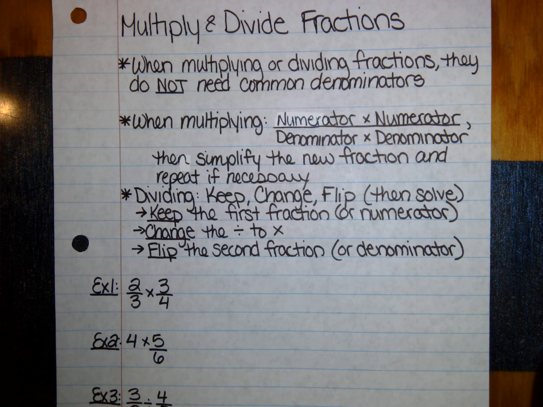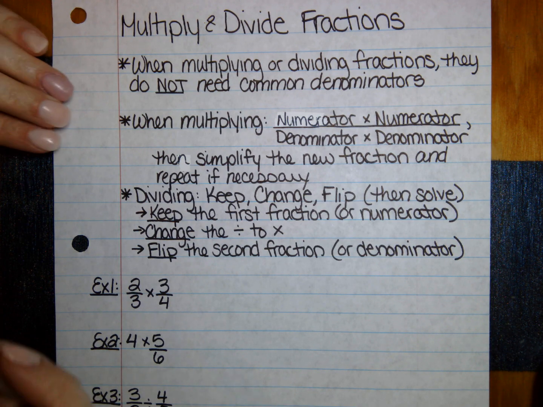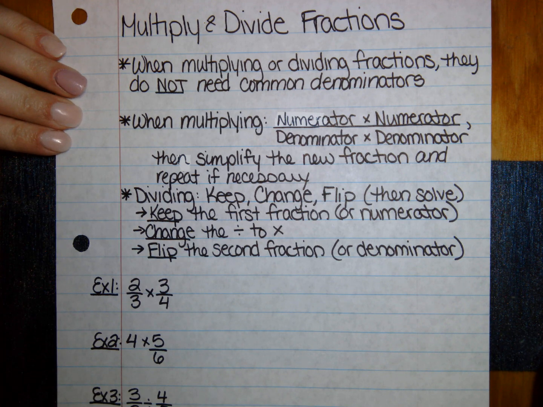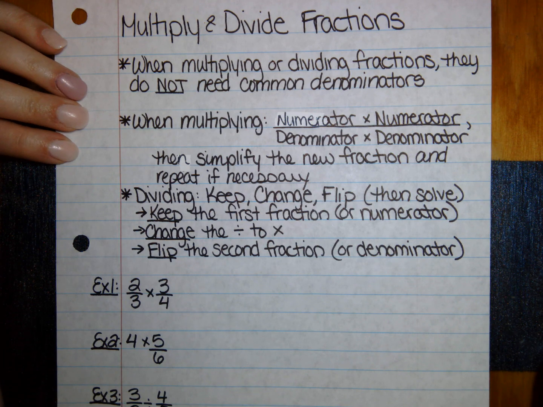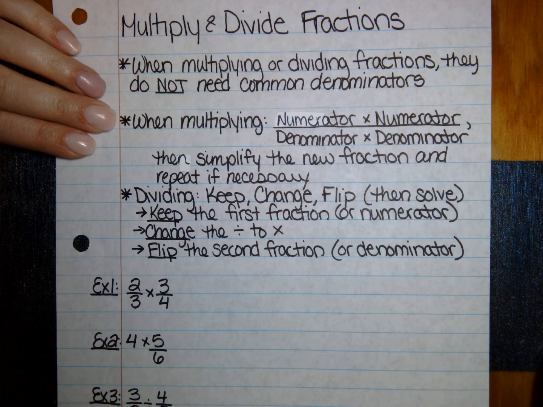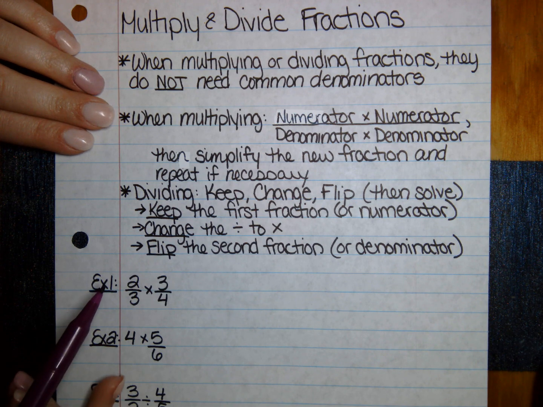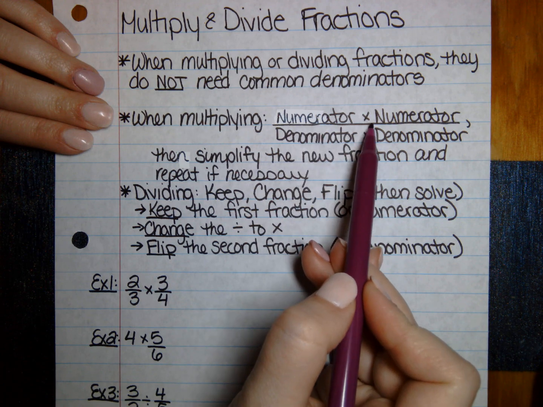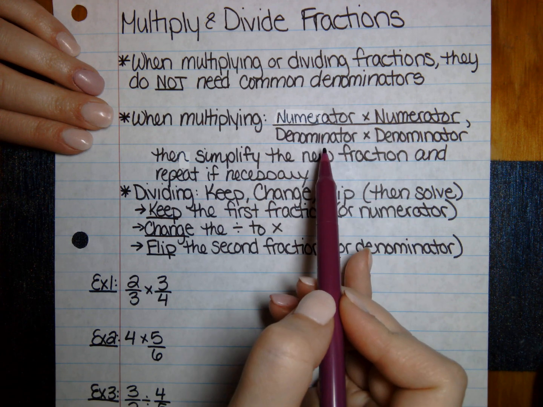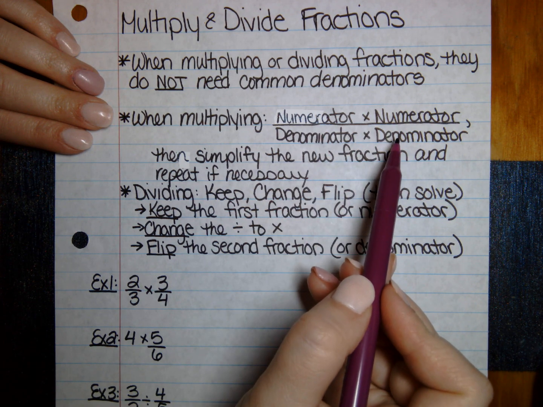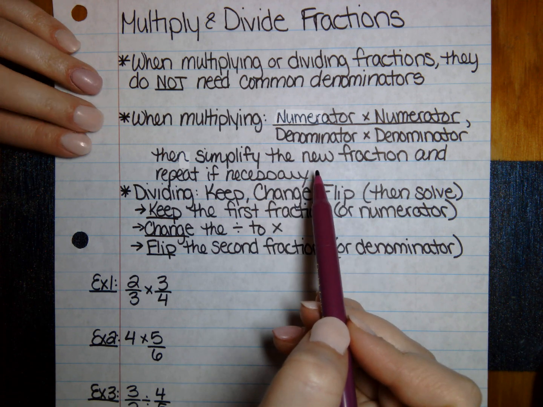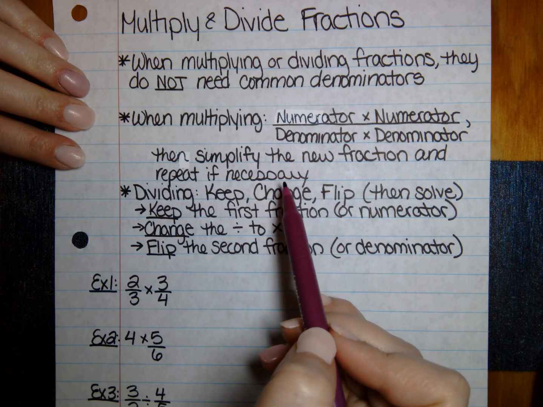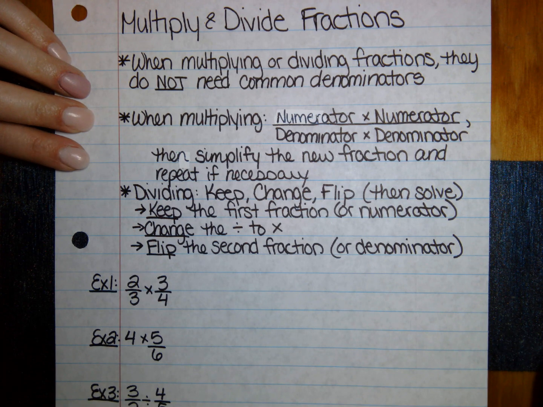Multiplying and dividing fractions. When you multiply or divide fractions, they do not need to have common denominators like they did when we added and subtracted them. When you are multiplying them, like example 1 here, you're simply going to do numerator times numerator, and then denominator times denominator. You're then going to simplify your new fraction and keep repeating until you get its simplest form or it can't simplify any further.